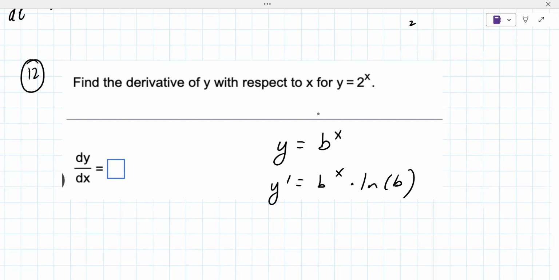So in your problem, what is the value of b in your problem? 2. So try telling me what the answer is, or give me the answer based on what I just said. So would it be 2 to the x times ln of 2? Yes. Okay. Like we talked about earlier, some of the questions are not that difficult, and some of them really are a lot of work and effort.